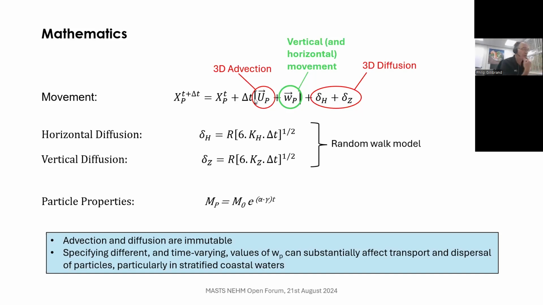We also keep track of particle properties. That's the bottom line. I've just put a simple growth and decay expression in there. But again, it can include stage development, different biological stages. The mass can change due to evaporation or partitioning for chemicals. So there's all sorts of things you can track for each particle.